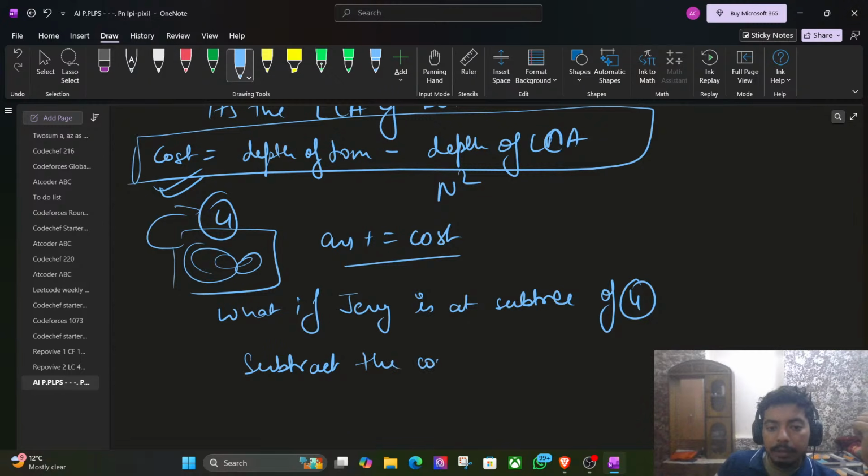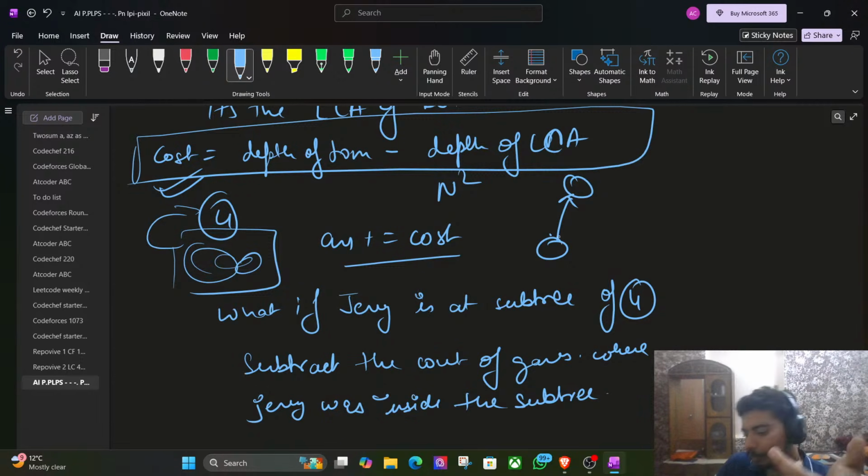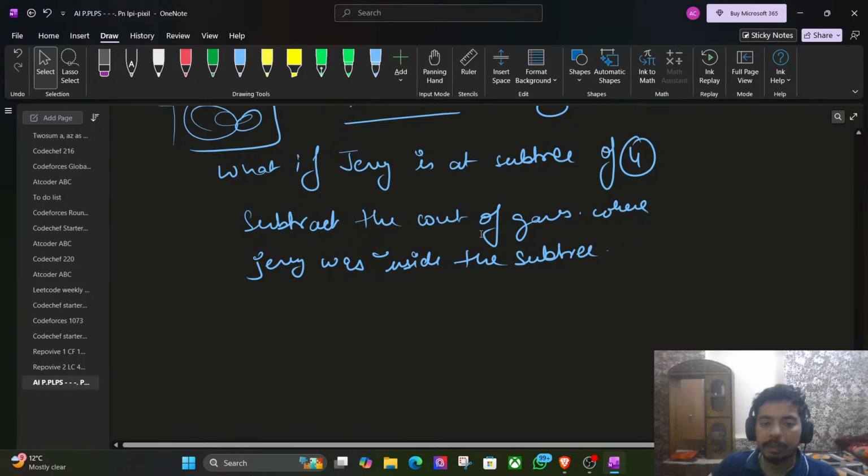the count of games where Jerry was inside the subtree. Because if Tom is standing here and Jerry is somewhere here, Jerry has to move. Jerry has only one choice. Jerry has to move. Jerry will directly come to Tom and it will, you know, get caught.